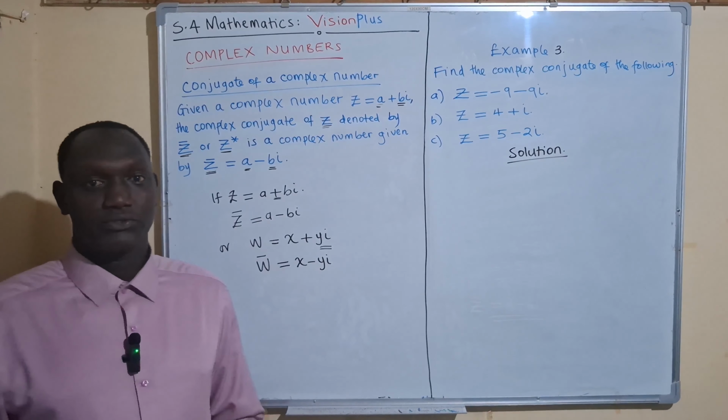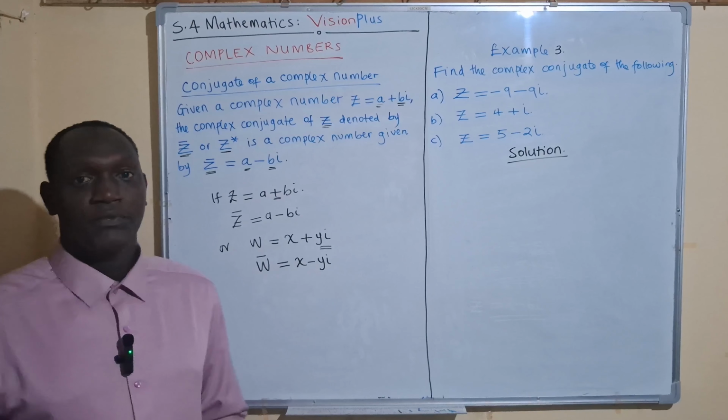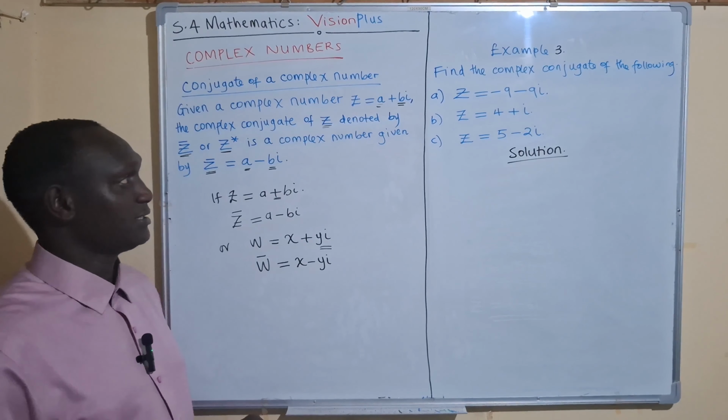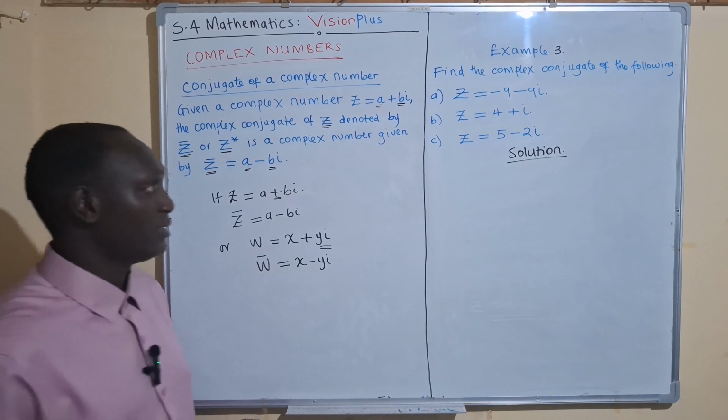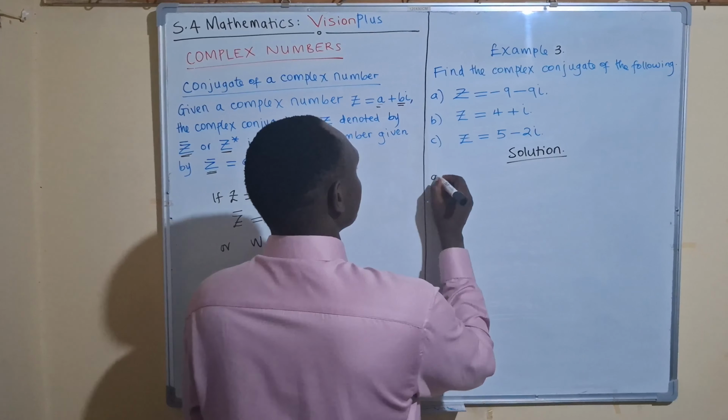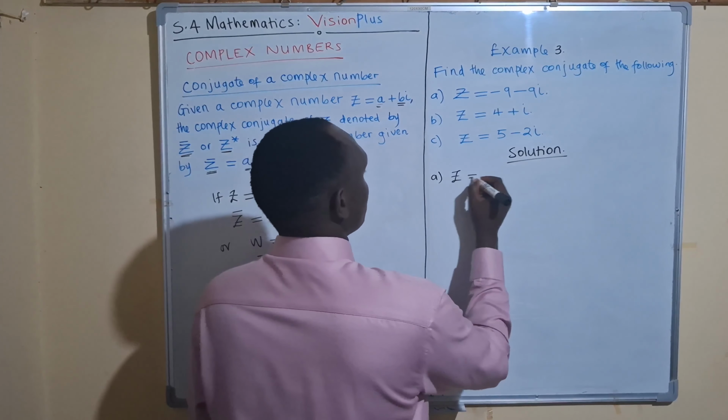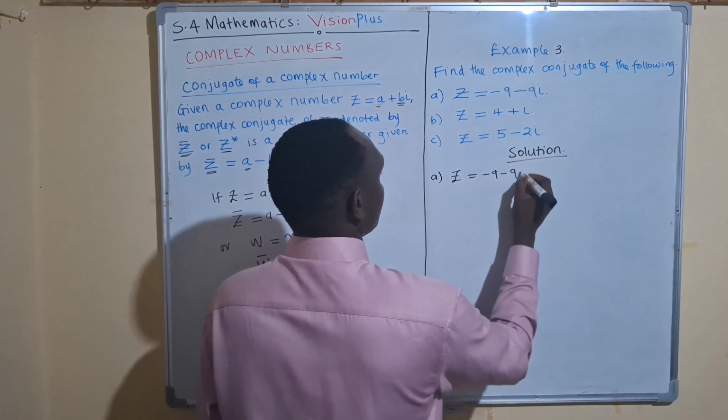We are looking at conjugate of a complex number and we are now in example 3 that says find the complex conjugate of the following. Part A says that z equals negative 9 minus 9i.